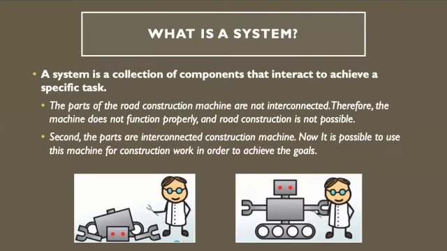So in the second case we can see the parts are interconnected. Now it is possible for us to construct the road. We can do the construction work. So what is the goal here? The goal is to construct the road. We have to build the road. This is the goal. So in order to achieve the goal, all the components should work together. Then only we can achieve the goal.